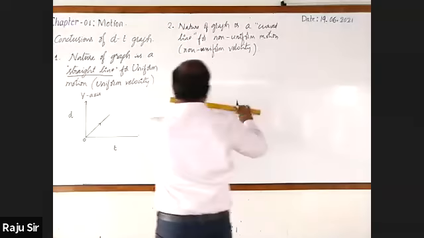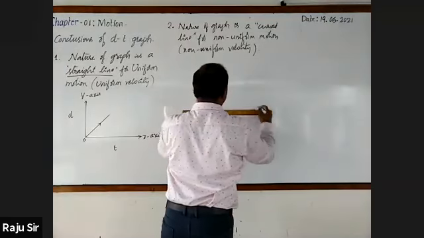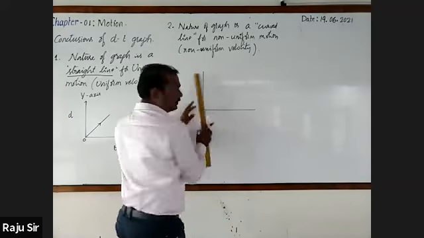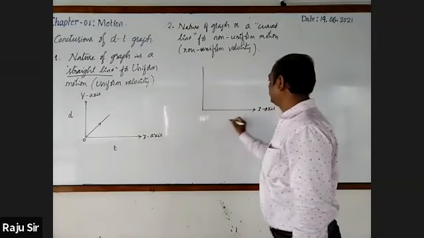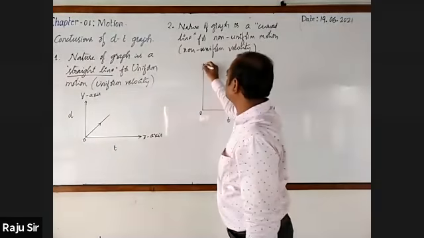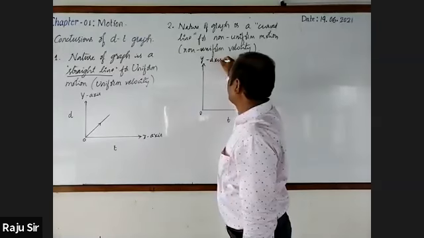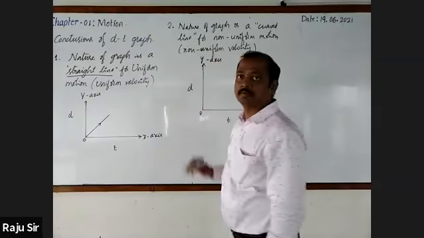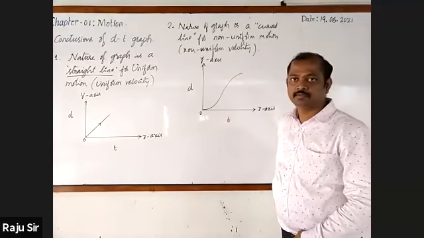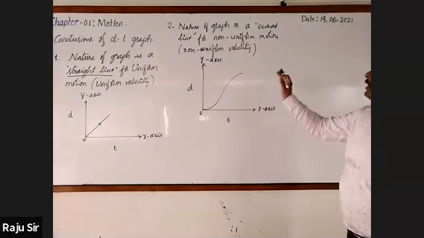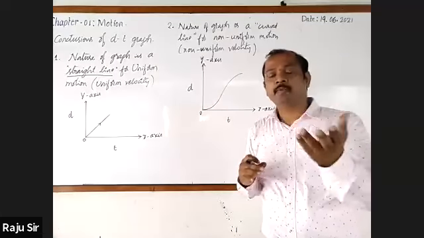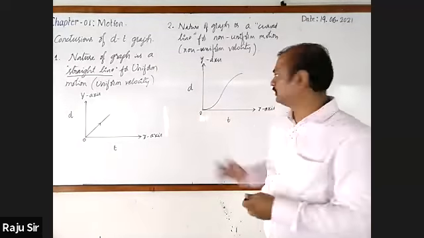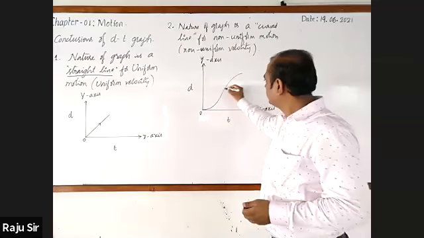You can draw X and Y axis again. Draw quickly. Here, the X axis is the time axis and the Y axis is the distance axis. As it is non-uniform, you can draw a curve like this. The nature of the graph of non-uniform velocity, non-uniform speed, non-uniform motion, is a curved line like this. Show the direction as well.